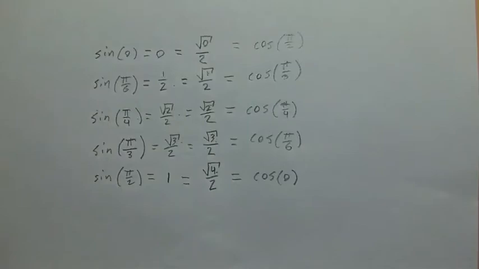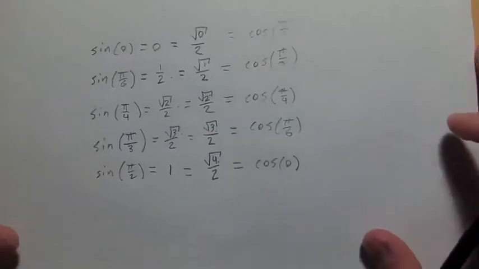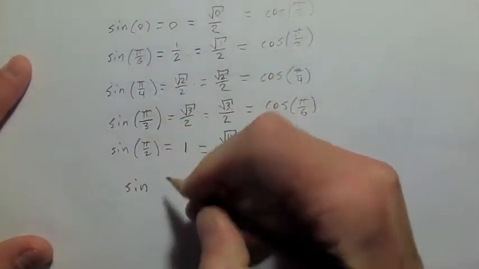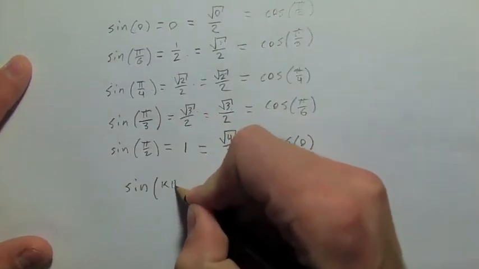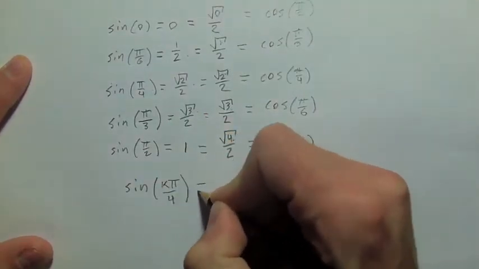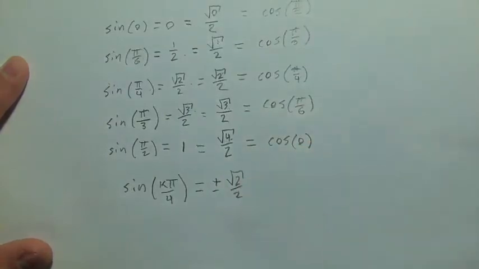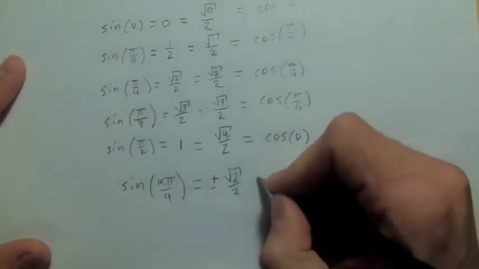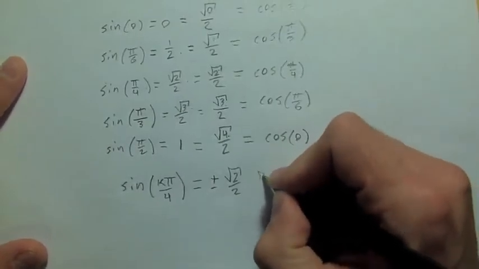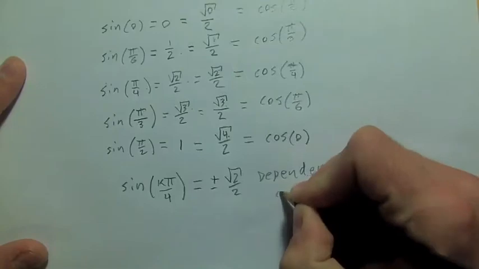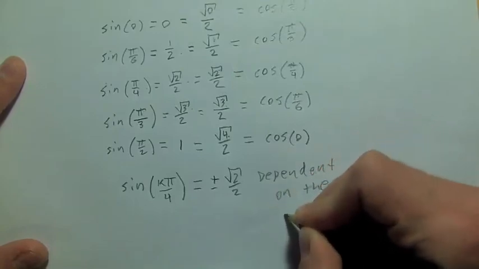And this really helps, because once you know this pattern, you pretty much know that sine of k pi over 4 is going to be plus or minus the square root of 2 over 2, just dependent on the quadrant.